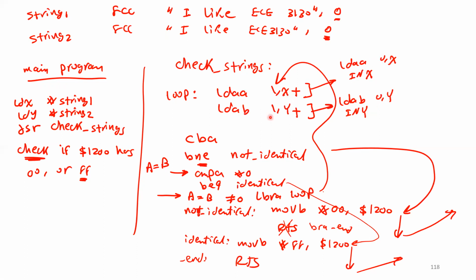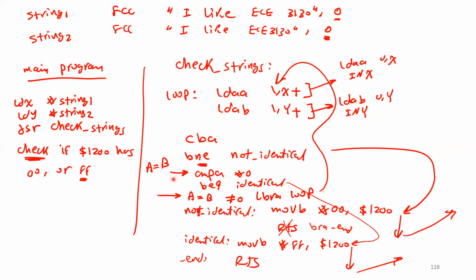Okay, so now we have one element in A, one element in B. I'm going to compare them. If they are not equal, I'm done, because the two strings are not identical. If you only find one element here that doesn't equal one element here, that means they are not identical. That's what I did here. So if they are not equal, I'm going to come here to non-identical to put the number 0, because 0 means it's not identical, right? And then return. I'm done, right?